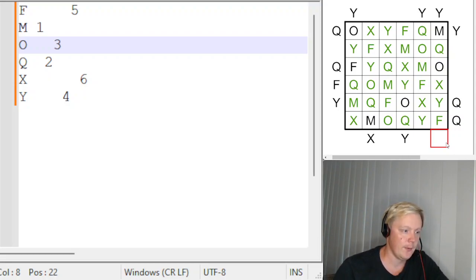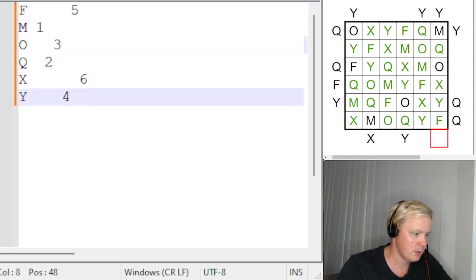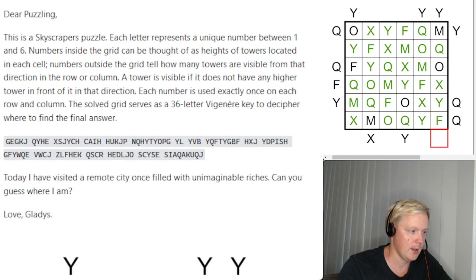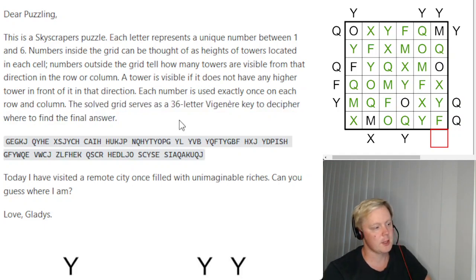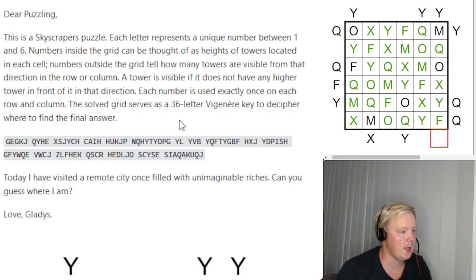Now, what to do with this information, you ask? It was actually stated here in the description. So once we have the answer, the solved grid serves as a 36-letter Vigenère key to decipher where to find the final answer. So now we have to decrypt this entire thing.